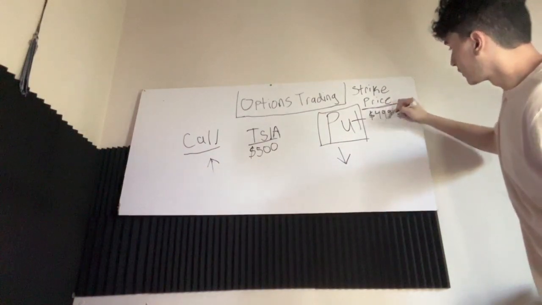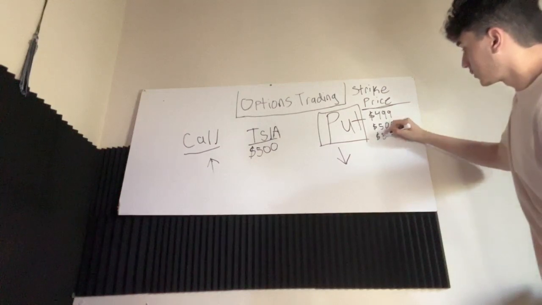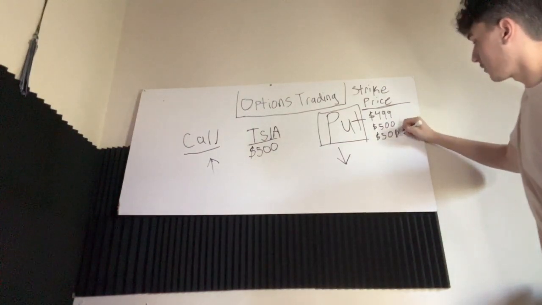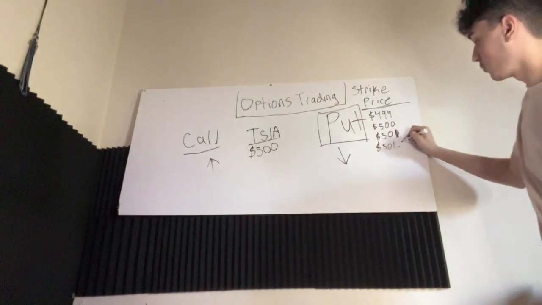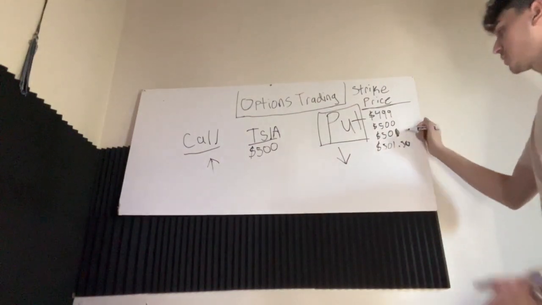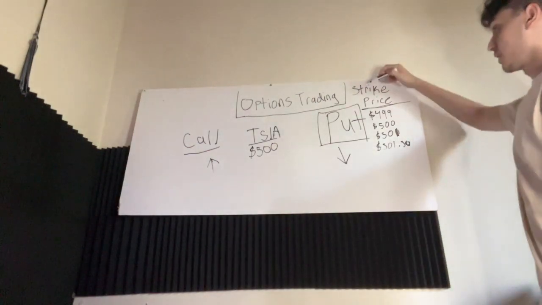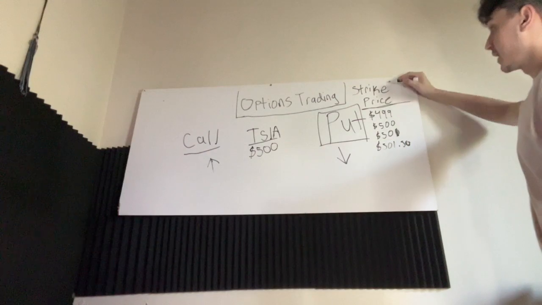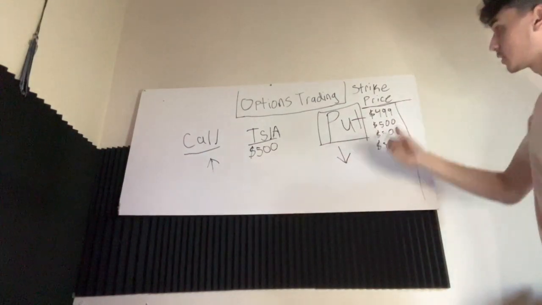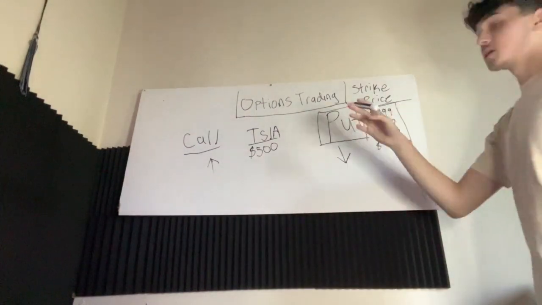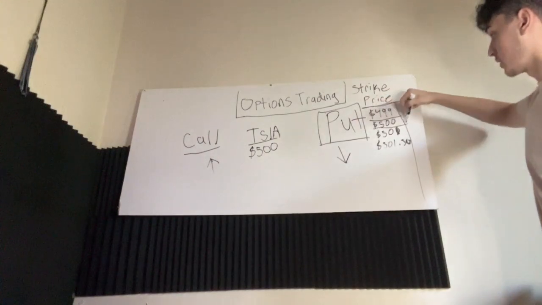So the strike price, which we have Tesla at 500, our strike prices would range around 499, 500, 501, sometimes 501.50. So sometimes the prices will differ depending on what stock that you are trading. So we have the strike prices, and as we have different strike prices, obviously the strike prices cost different actual prices, right?